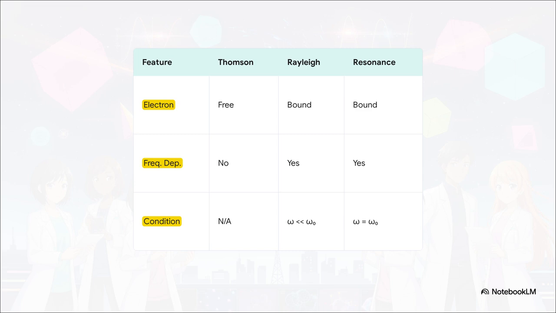Rayleigh scattering, however, depends heavily on both the incident frequency and the natural frequency of the bound electron. Basically, it happens when the incident frequency is much, much smaller than the natural frequency. And finally, resonance scattering kicks in when the incident frequency exactly matches the natural frequency of the bound electron. If you can sketch this table out on your exam paper, you are 100% guaranteeing those final 2 marks.